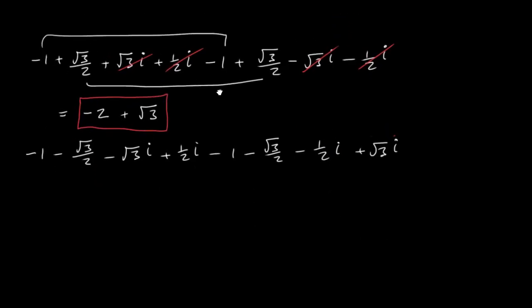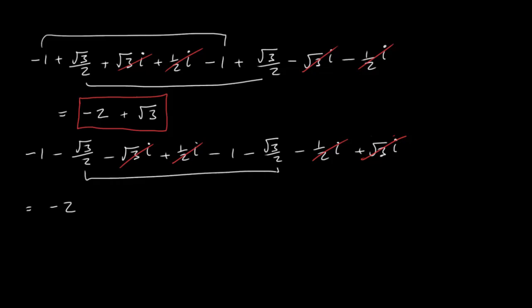Okay, so what do we get when we add all these up? Well, certain things will cancel again. We have a minus root 3 i, we have a plus root 3 i, we have a minus half i, plus half i. So what are we left with then? We're left with these two here. Minus 1 minus 1 is minus 2. And these two here, so minus root 3 over 2 minus root 3 over 2.